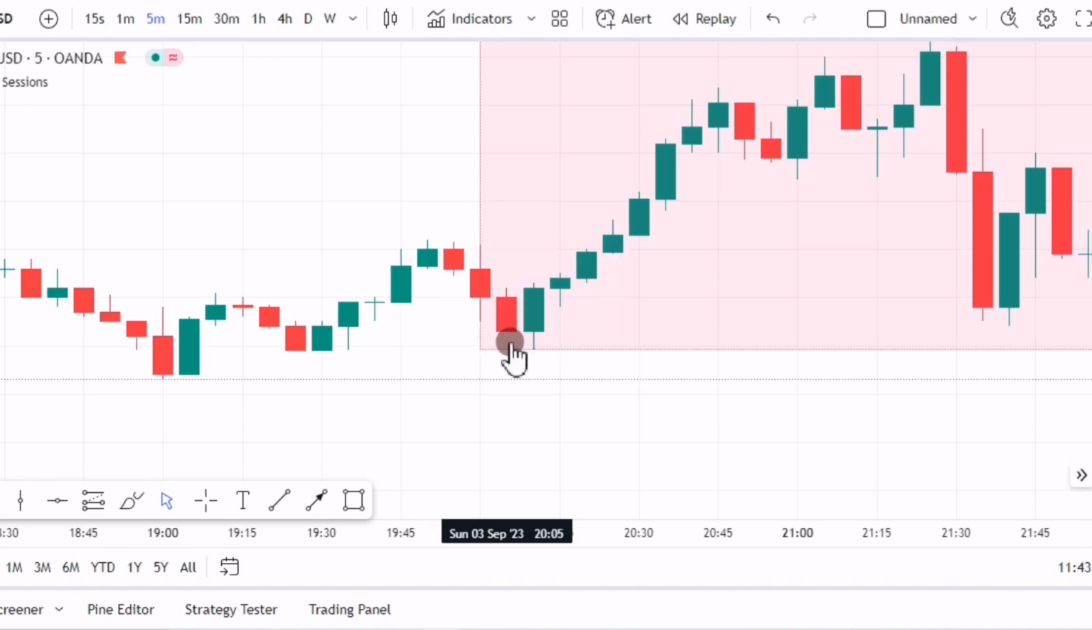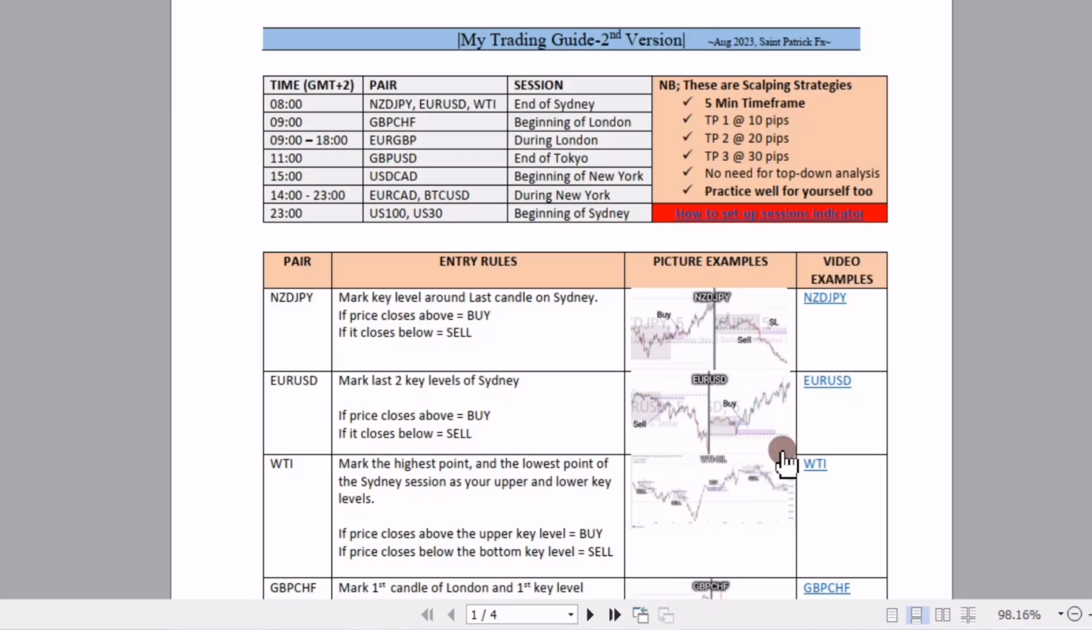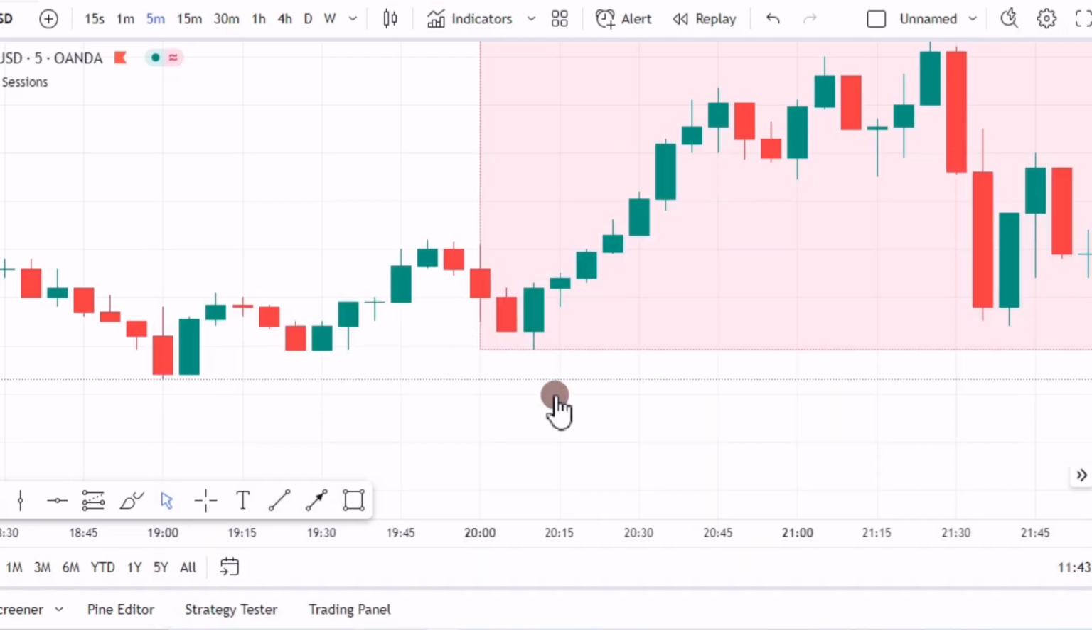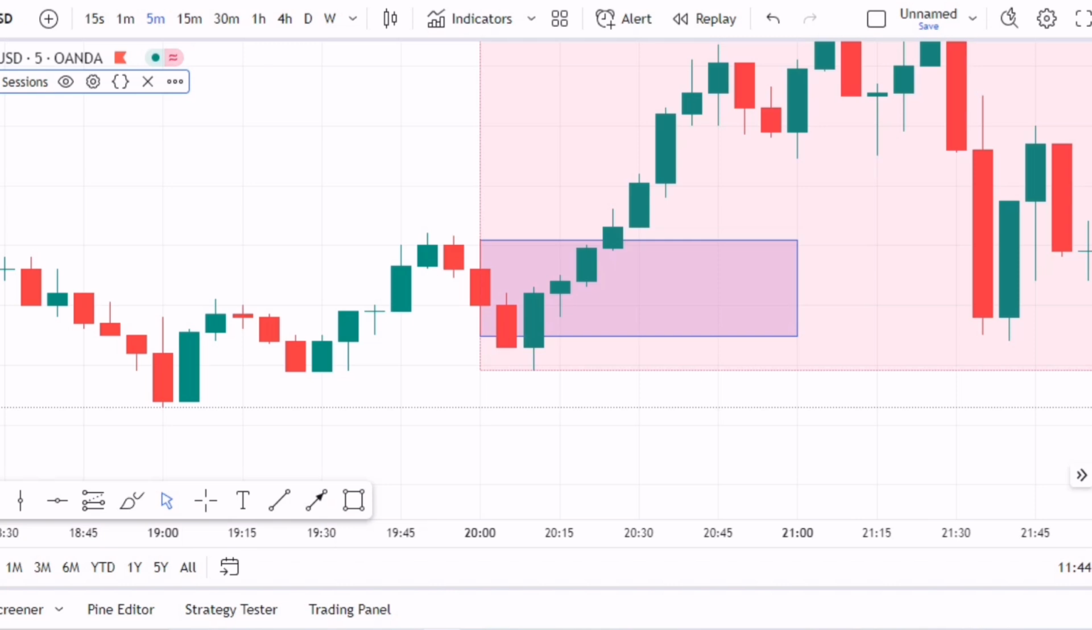I've been checking the strategies from my trading guide here. Most of them, if not all of them, are still very effective. The only thing that you need to understand is how to identify true breakouts. That is what we'll be looking at today.